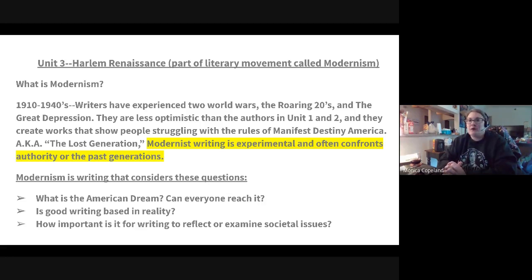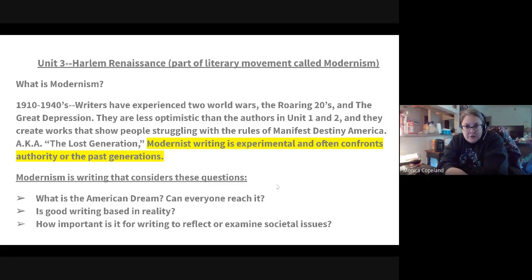The modernists really aren't about that. In fact, they're reacting to it. They're also known as the lost generation because literally so many people died during the two world wars that it was like a whole generation of men was gone. So key things to remember, characteristics that you can write on your handout.